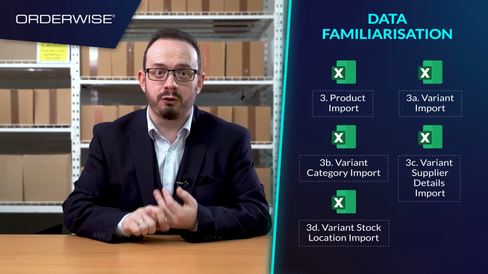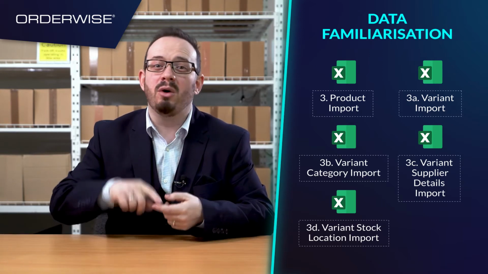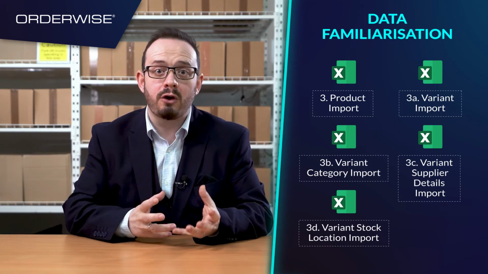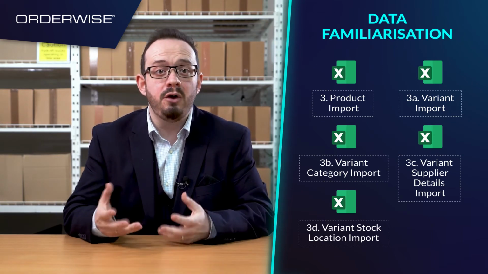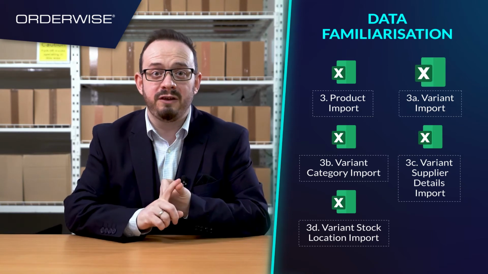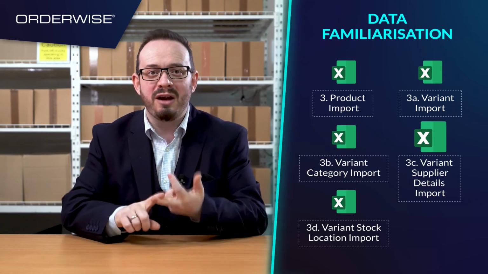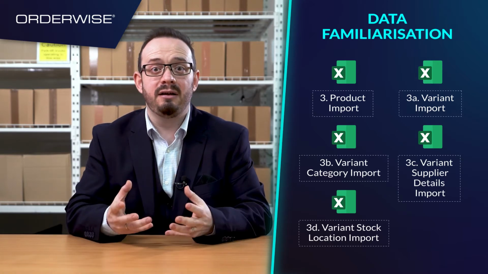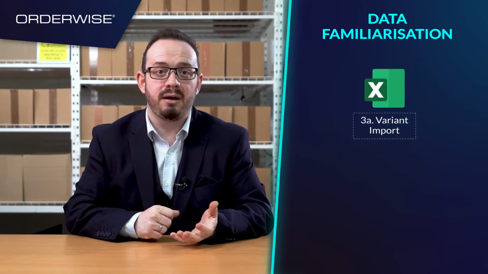Next, we've got variants. This is your traditional stock record. This is what you buy, what you sell, what you move around the warehouse. The variant record looks complicated, but it's there to answer a few basic questions. What is it? What do we sell it for? Where do we get it from? And where are we storing it? Let's take a look at the variant import files.